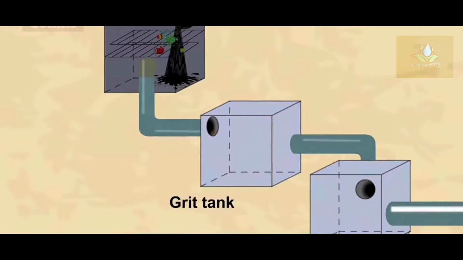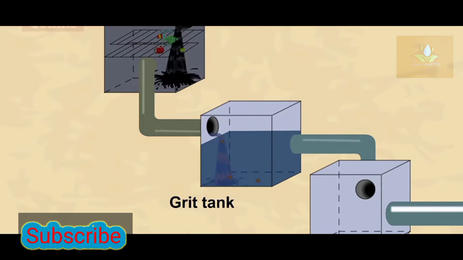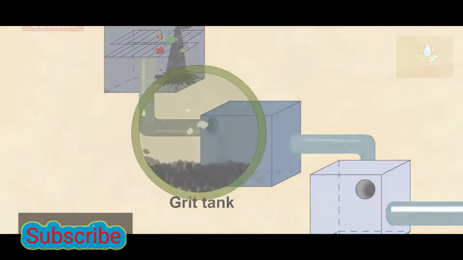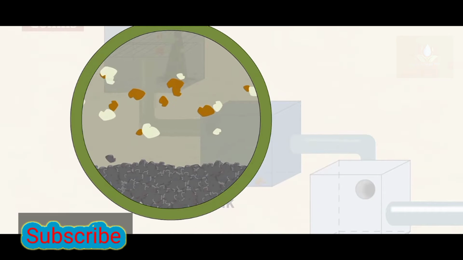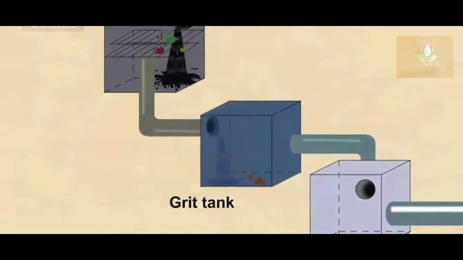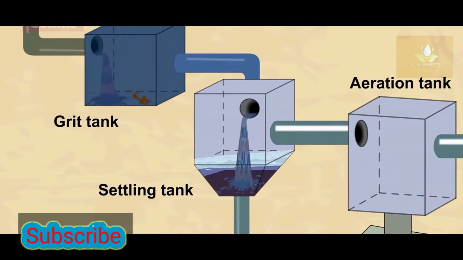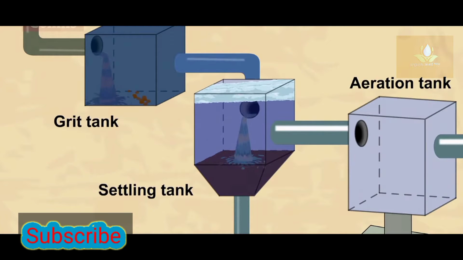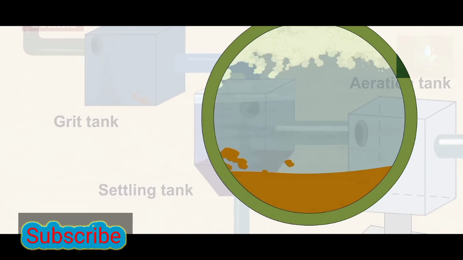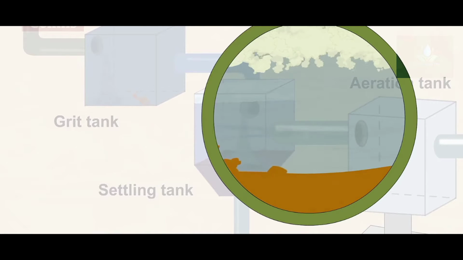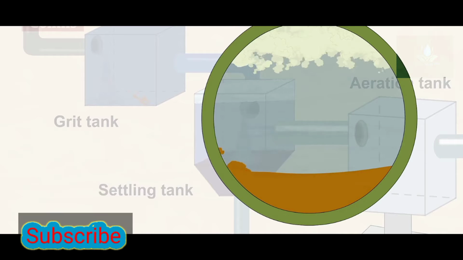In the primary treatment process, the sewage flows through the grit chamber very slowly, so that the sand, pebbles, and soil settle down at the bottom. The sewage flows into the settling tank or sedimentation tank, where the solid wastes like feces are allowed to settle down. Wastes such as soaps, oils, and grease rise to the top of the wastewater.